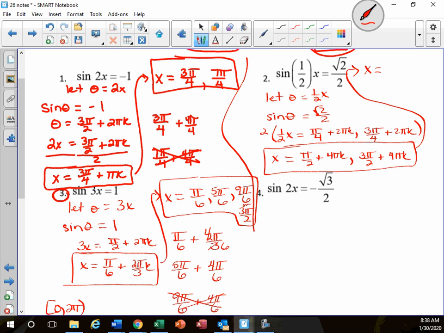I know my first one is pi over 2. Is that in the window 0 to 2 pi? Yeah. What do you think? Should I add 4 pi to that? That's going to be too big, right? Okay, so we don't add. So my next option is 3 pi over 2. Is that in my window that I can use? Yeah. Should I add 4 pi to that? Okay, so that's it. You got those 2 answers and you're done.